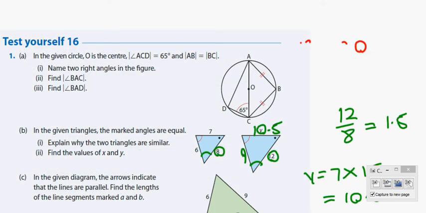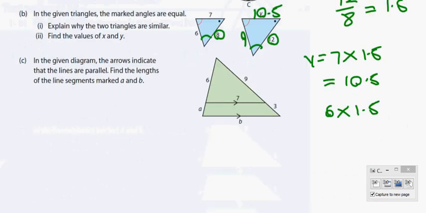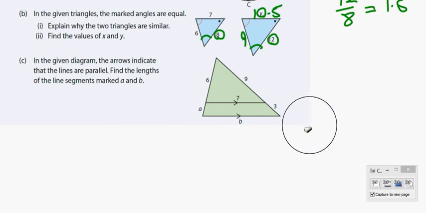Next part of that, question C. In the given diagram, the arrows indicate that the lines are parallel. Find the lengths of the line segments marked A and B. Okay, so this is a ratio question. So this green part here divided by the red part is equal to the same, because there's two parallel lines, these lengths are getting cut in the same proportion, okay? So this is going to be black, and this part here will be blue. Okay, so green divided by red equals black divided by blue.